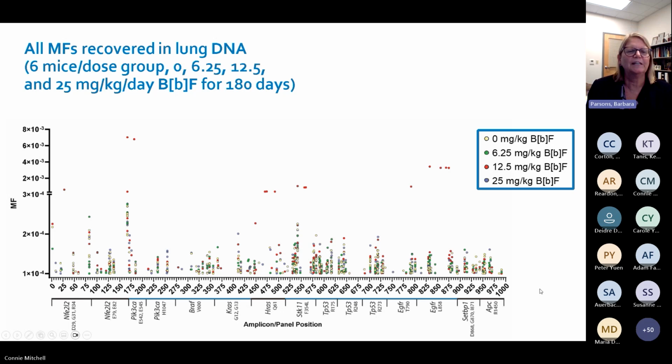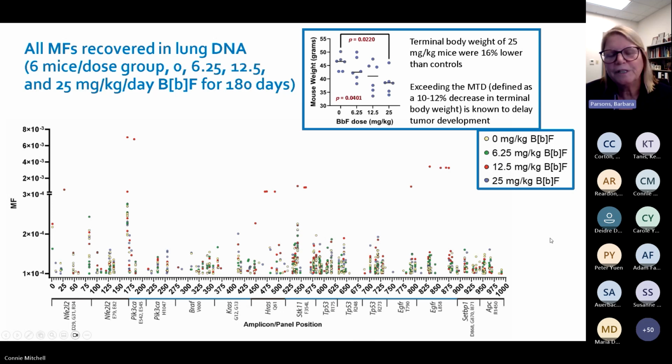And what you can see is the data sort of arrays up in columns, that recurrent mutations are common, and we're recovering the same mutations in multiple mice. And the other thing that's clear from this is that most of the highest mutant fractions are coming from the 12.5 mg per kg treatment group. Next slide, click forward, please.